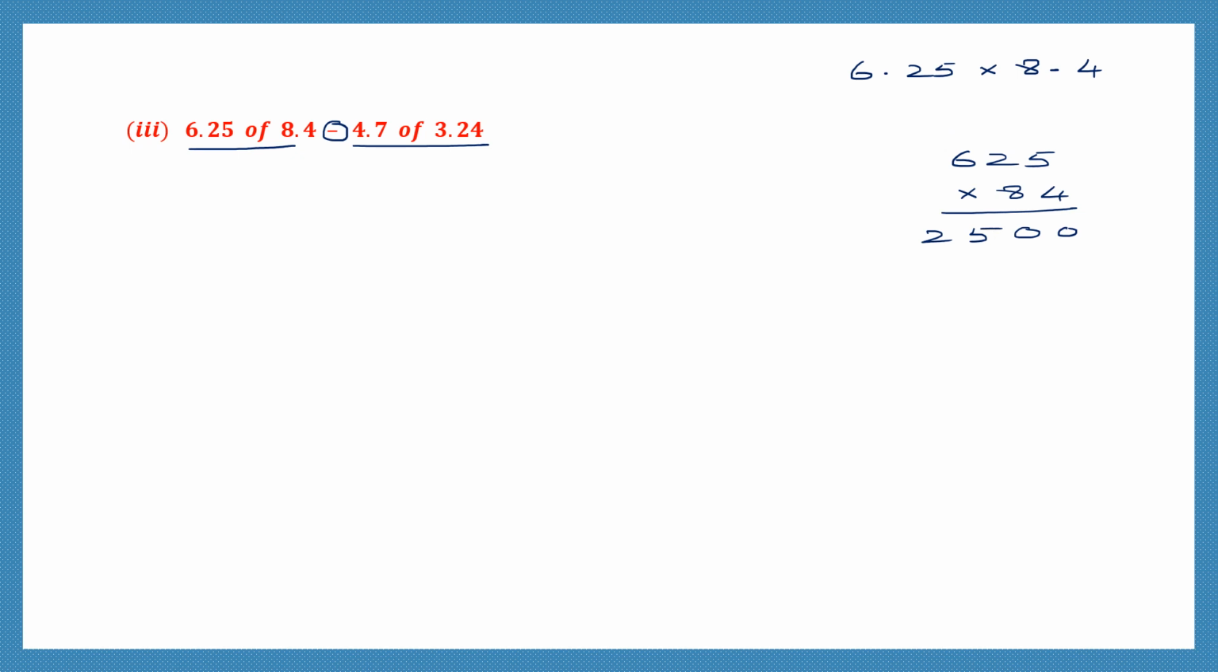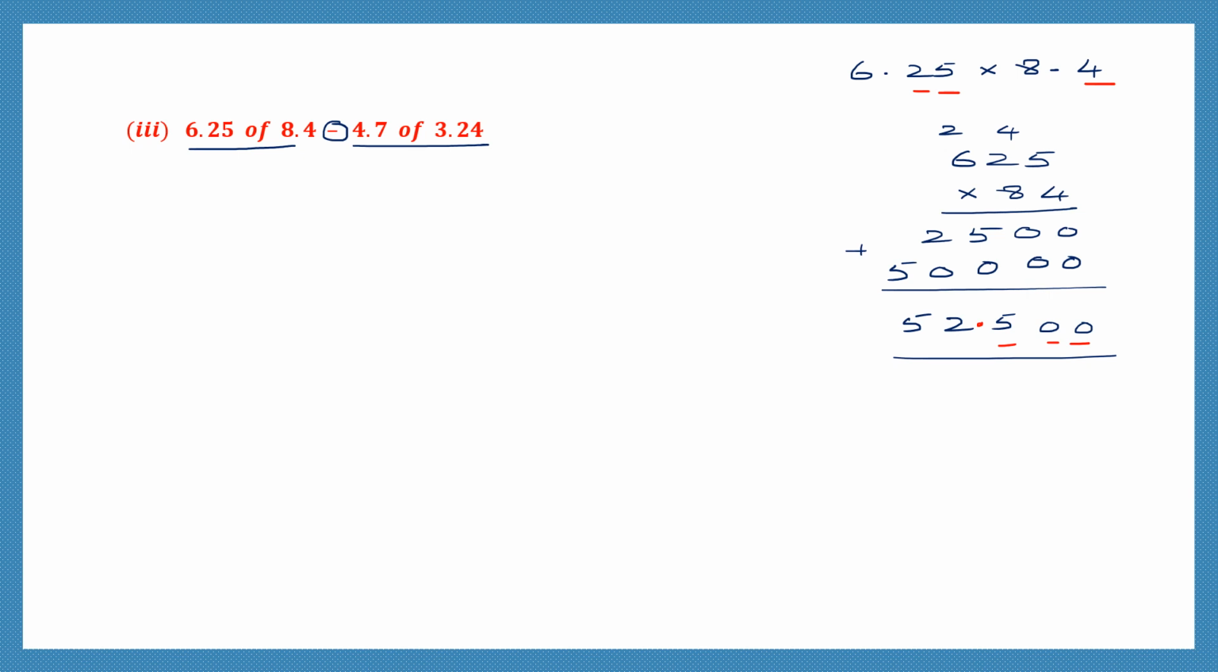Then we begin with the next number 8. 8 5s are 40, carry 4. 8 2s are 16, plus 4 is 20, carry 2. 8 6s are 48, plus 2 is 50. Now we need to add this up. So let's add this up and see 0, 0, 5, 2, 5. In the question, how many decimal places do we have? 1, 2, 3. So the answer also should have 1, 2, 3 decimal places.